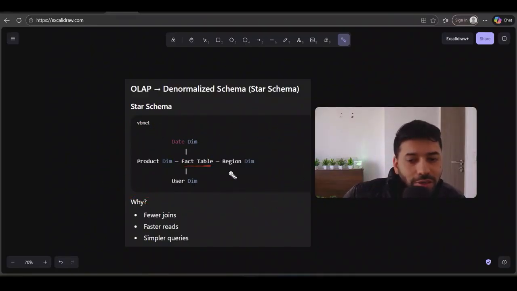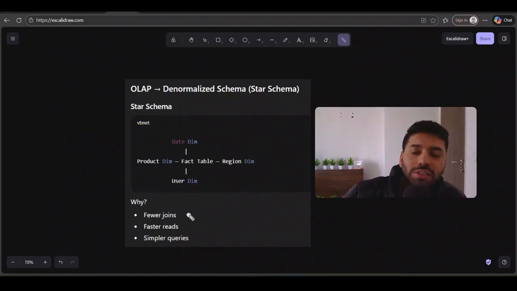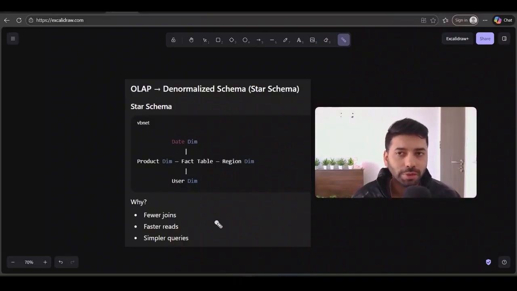So we have the fact table, in that you have the region dim, you have user dim, you have date dim, and you have also product dim. So you can see it contains data related to all of the things. Now why is it required? Because as we said, in OLAP we will have most of the read operations, right? And if your data is across multiple tables, then you would require joins. So using this star schema, you will have fewer joins, you will have faster reads, because most of the operations here are read operations, so you want faster reads. So that's why you keep all the data together, and you have simpler queries because you don't have to apply joins here. It will be simpler that way.